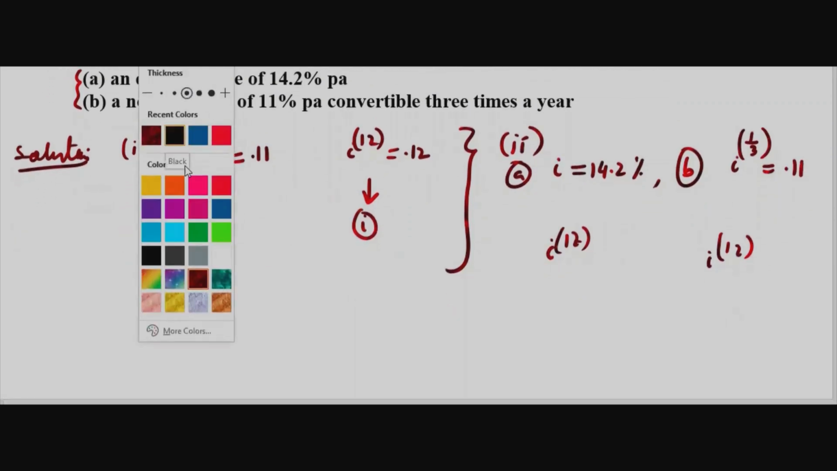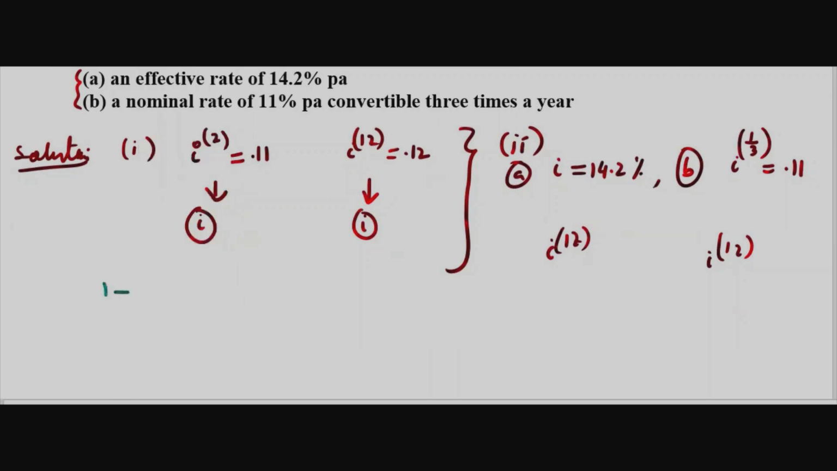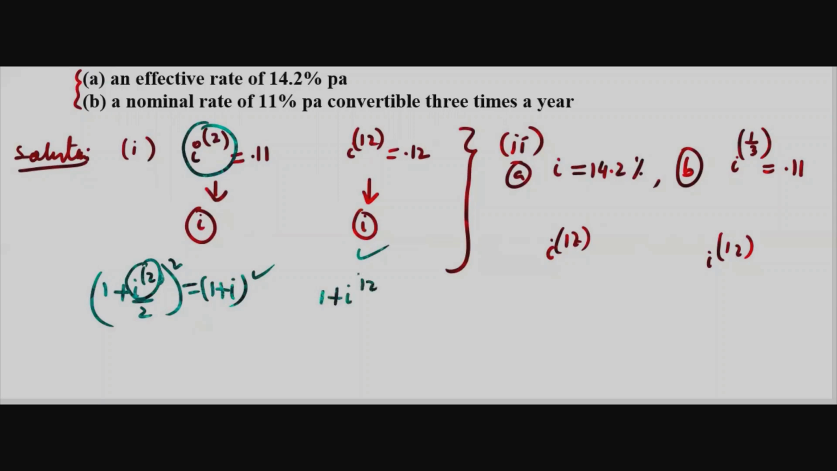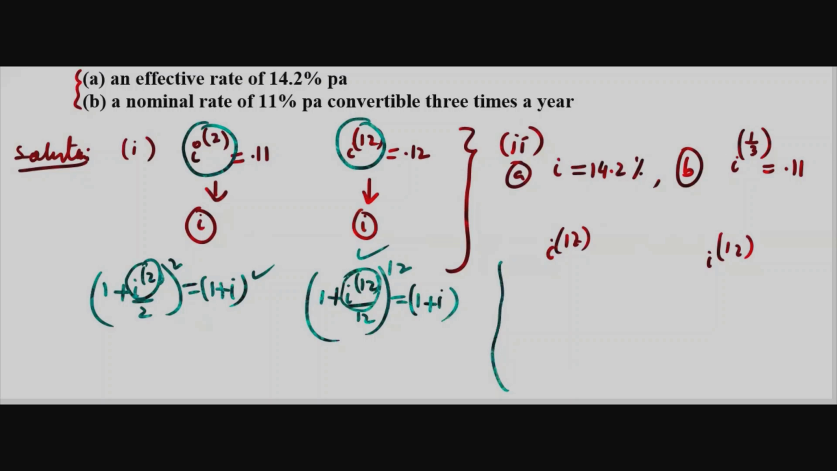Here, if you want to use the formula, you can use this one. You put I2 11% here, and you will get I answer here. And in this case also same formula, 1 plus I12 divided by 12 power 12, that should be equal to 1 plus I. So given this one here in the left hand side, you have to get answer here. However, in this case, we have to write 1 plus I12 divided by 12 power 12, that is equal to 1 plus I. You put I value here and get answer here, I12.